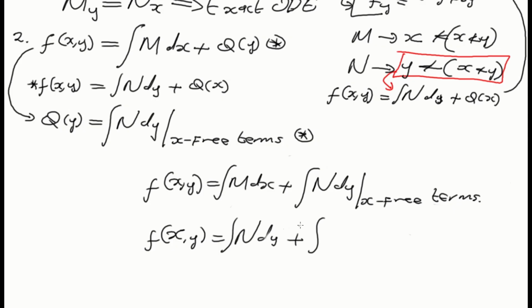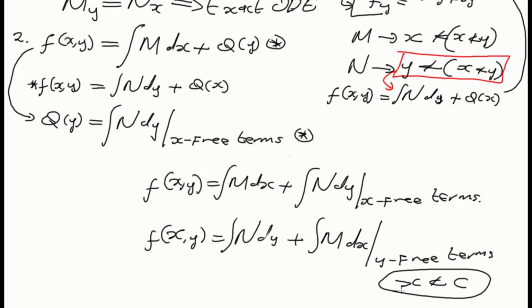Okay, so therefore what we have here, we now are integrating m with respect to x, but again we are being selective now. We will say here y free terms. So y free terms mean your interest is in the x only terms and the constant. I'll say constant c. If there's a constant, you perform integration for those. Okay, so this is how you get your f of x.